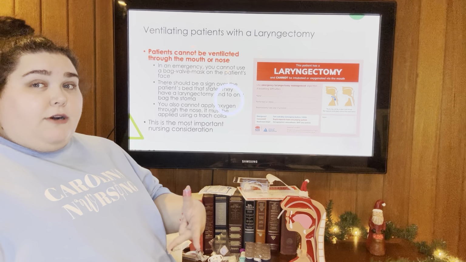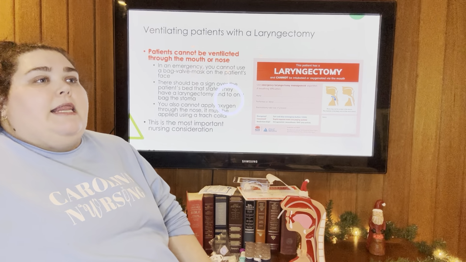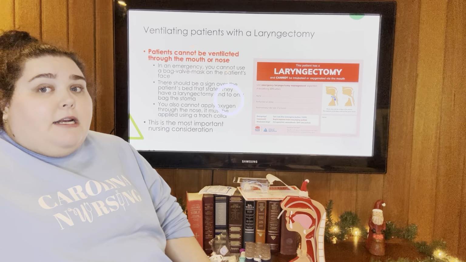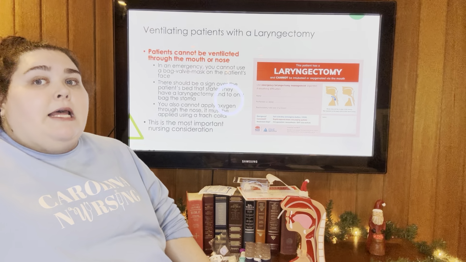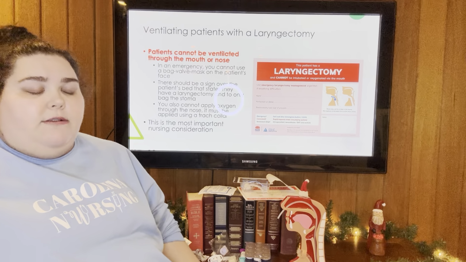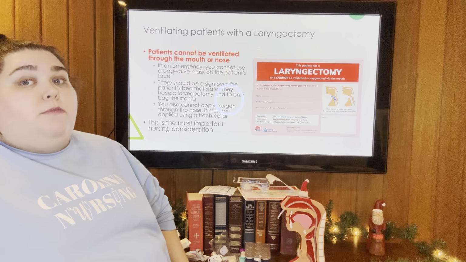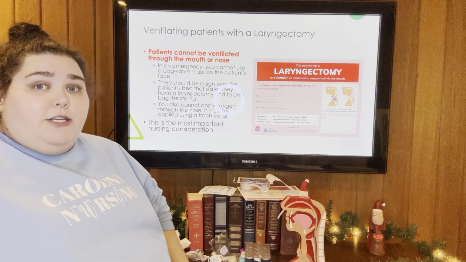So they have to have a trach collar for oxygen if they need oxygen supplementation, and they have to be intubated through the stoma, and they have to have just the Lary tube for any sort of humidification. So that is the biggest, most important takeaway of this entire education.